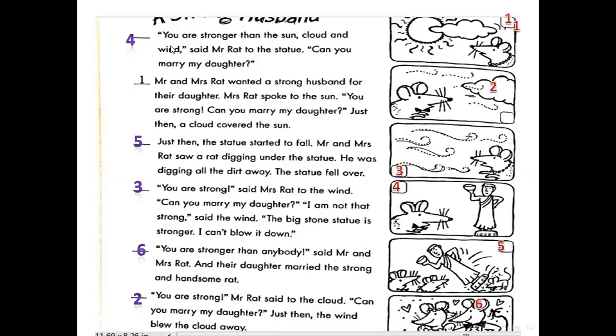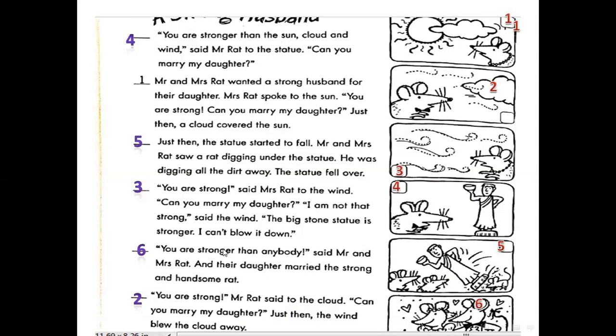Number 4. You are stronger than the sun, cloud, and wind, said Mr. Rat to the statue. Can you marry my daughter? As you see here, the rat is talking to the statue. Number 5. Just then, the statue started to fall. Mr. and Mrs. Rat saw a rat digging under the statue. He was digging all the dirt away. The statue fell over. This is number 5.